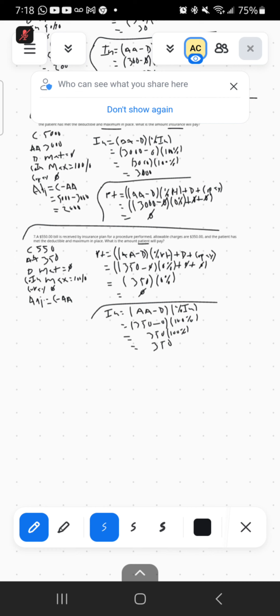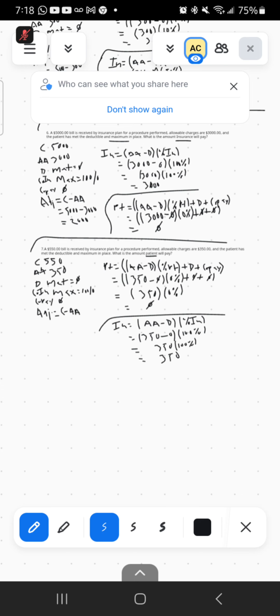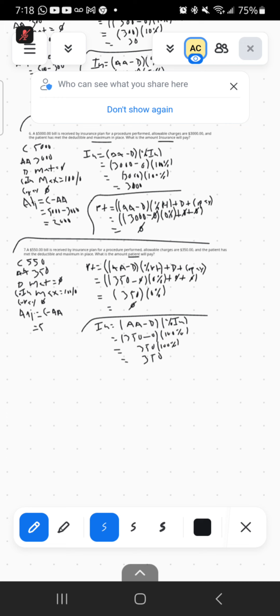Let's see this, so let's go here. So 550 minus 350. That is 250. No, 200.